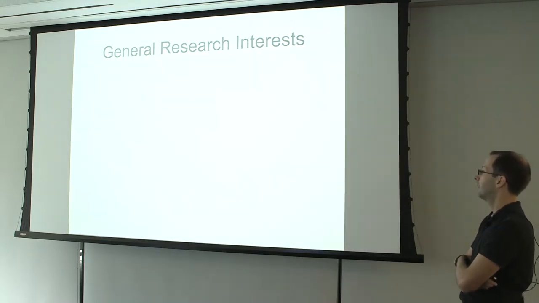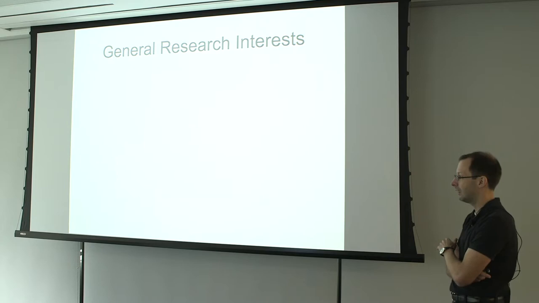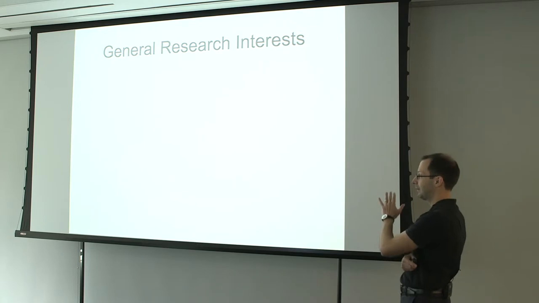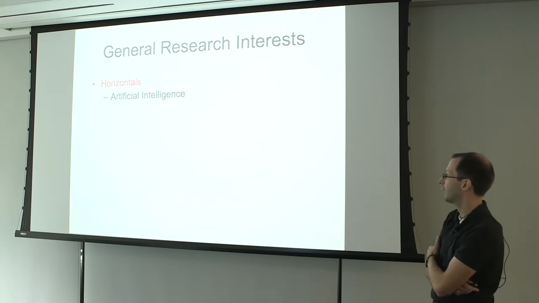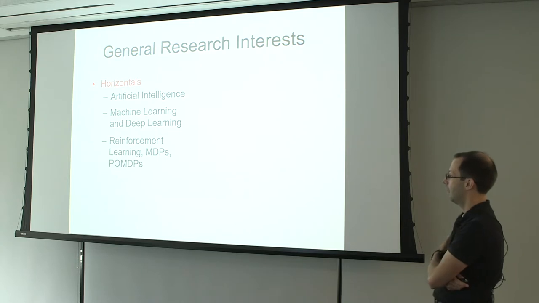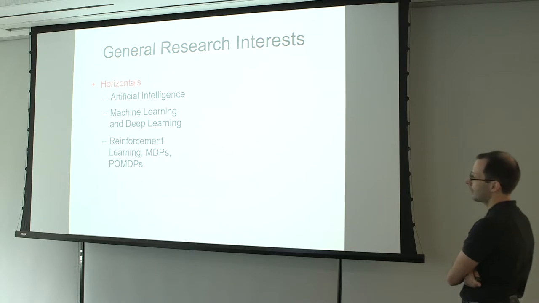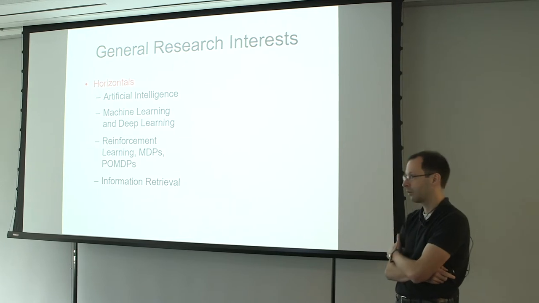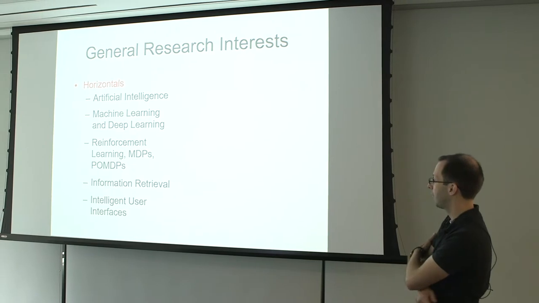Okay. So this talk is about recommendation. That's one fraction of what I do, and I'm not going to talk about the rest of what I do here, except to say very briefly that I do a lot of things. So I would consider myself a computer scientist by training, in that I'm applying broad techniques from AI, machine and deep learning, RL, MDPs, and POMDPs. My thesis was more in the MDP area. Also information retrieval. When I went to Australia, there were some great IR groups there. I got into that. And user interfaces. So these are sort of my horizontals, my techniques.